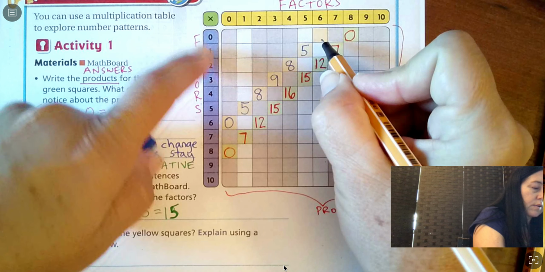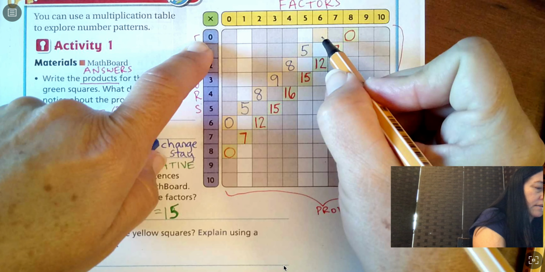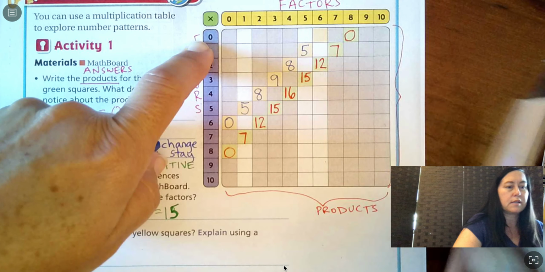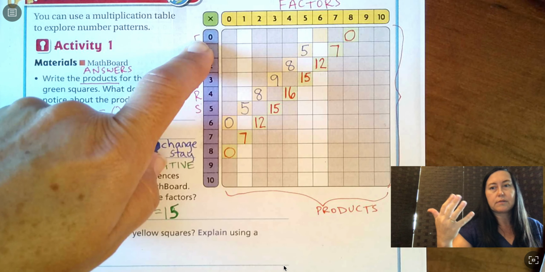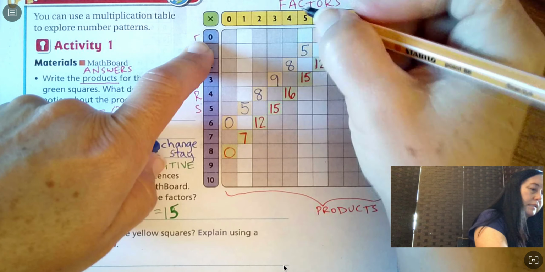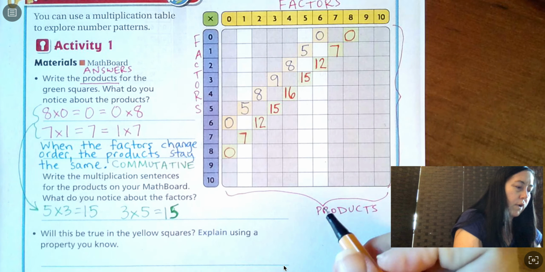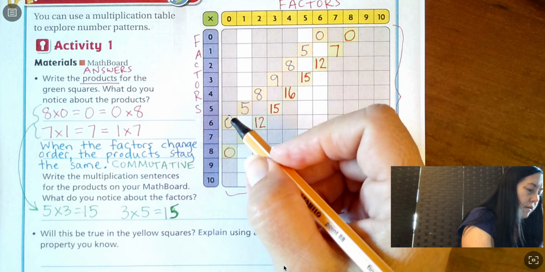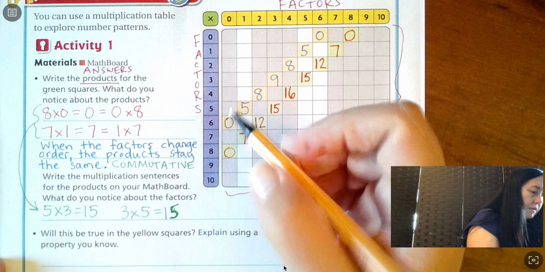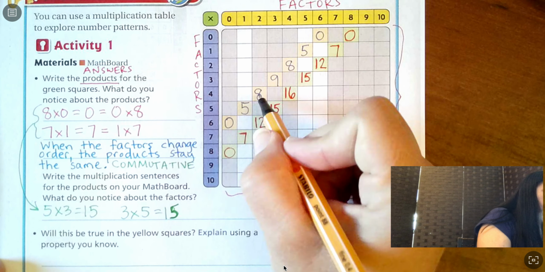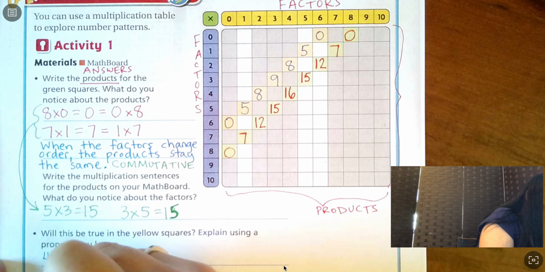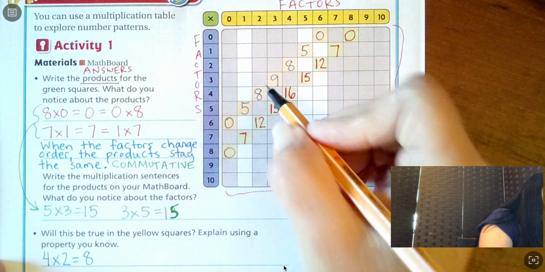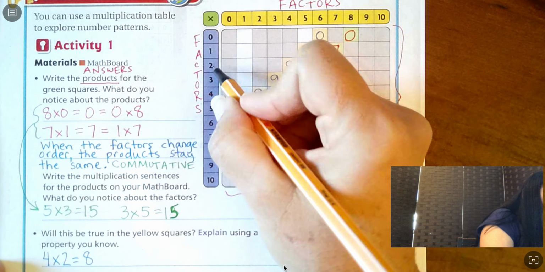And for this yellow square, we've got 0 times 6. 0, 6 times, is 0. So did that work? It is, right? Let's try this one. 4 times 2 equals 8. And this one, it's 2 times 4.